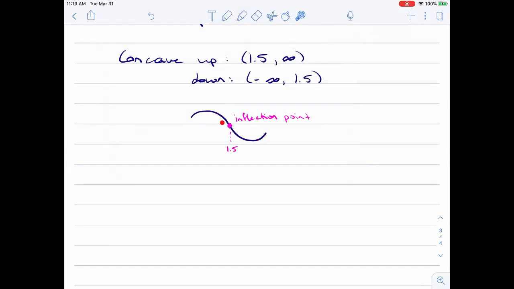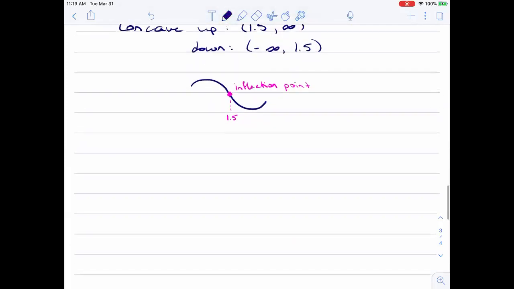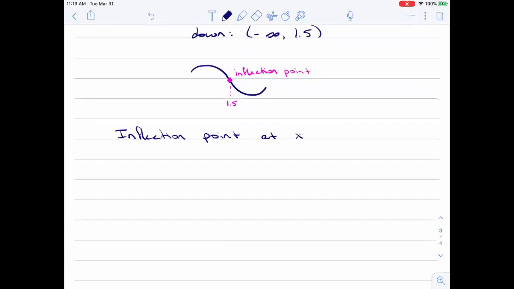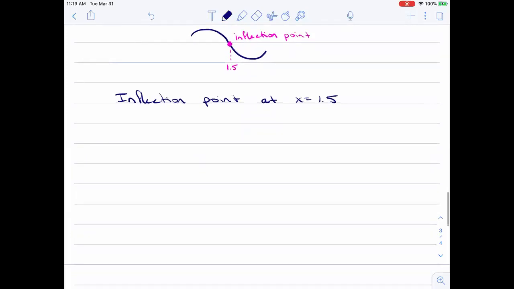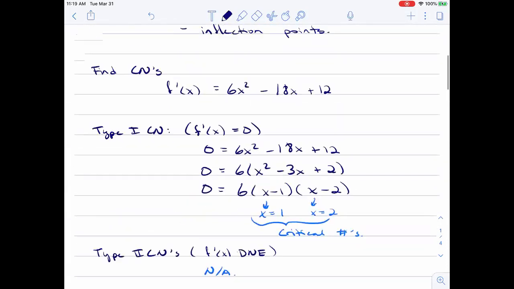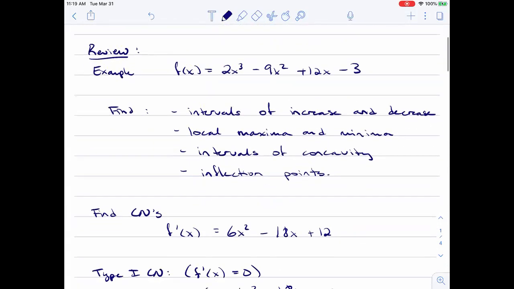If we were going concave up to concave down, either way, that's an inflection point. So we have an inflection point at x equals 1.5. Okay, we answered all the questions, right? We found the intervals of increase and decrease, we found the local maxima and minima, we found the intervals of concavity, and we found the inflection points.